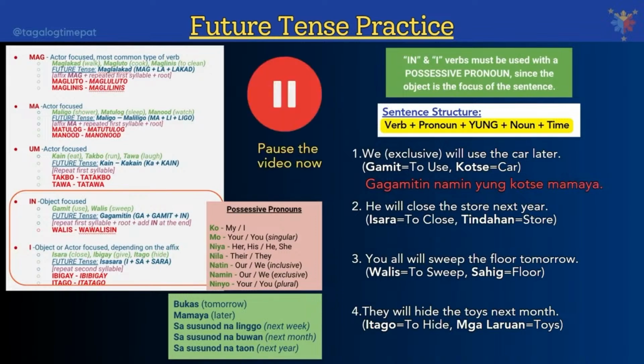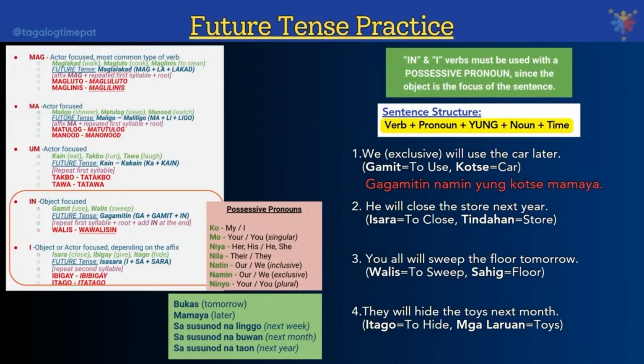You give it a try. You can pause the video now. You try 2, 3, and 4. Just plug in the vocabulary into the sentence structure and then use the conjugation patterns for in and i verbs. Go ahead and do that and we'll check it in just a bit.